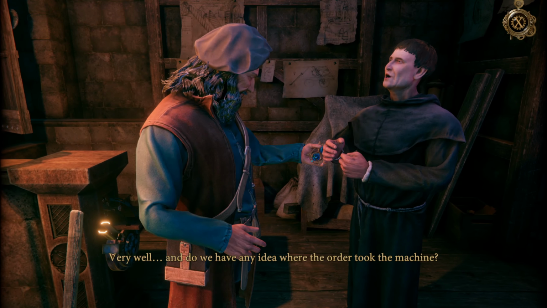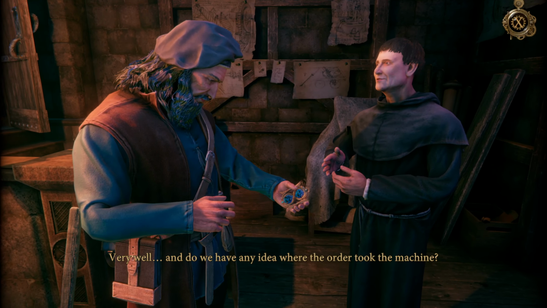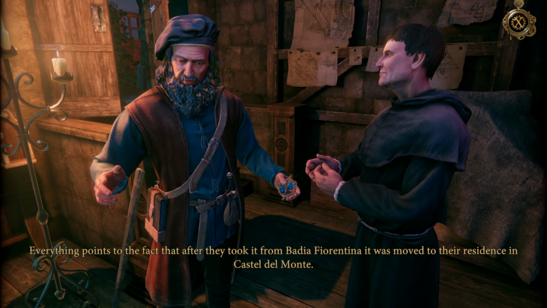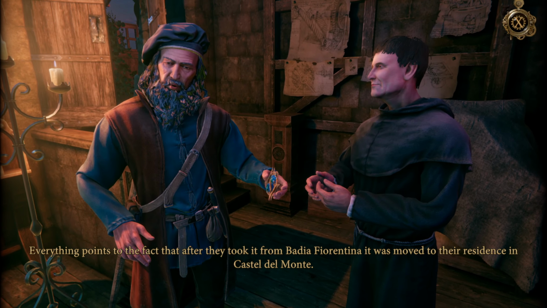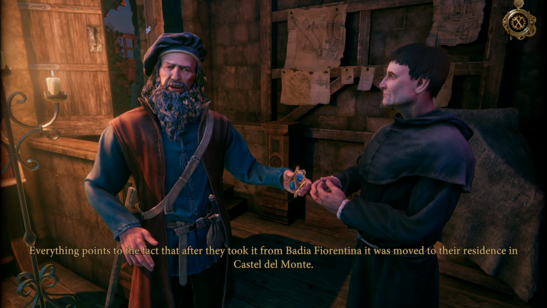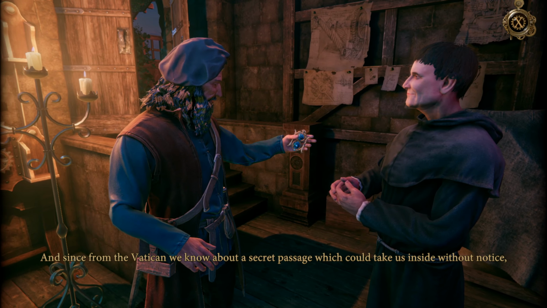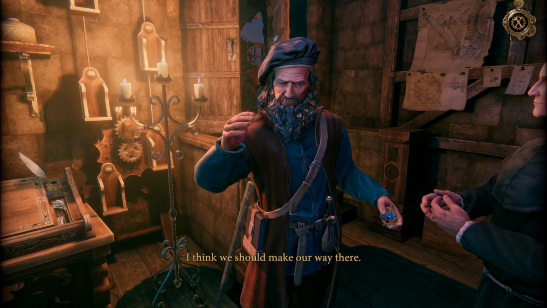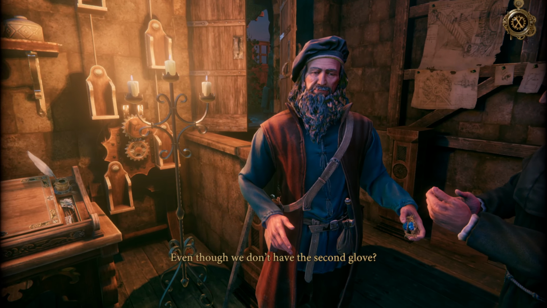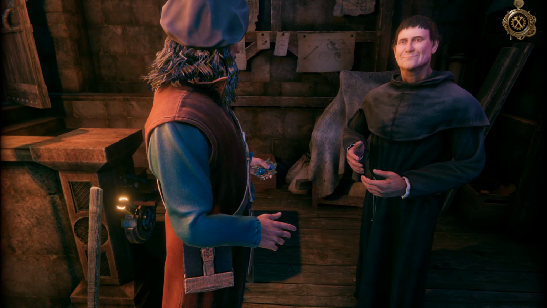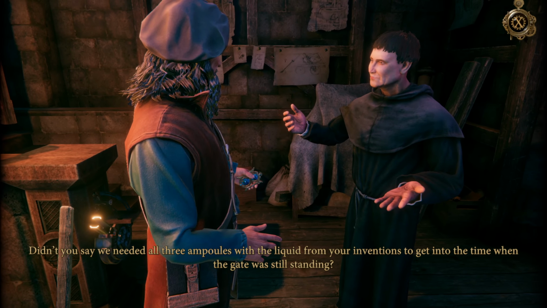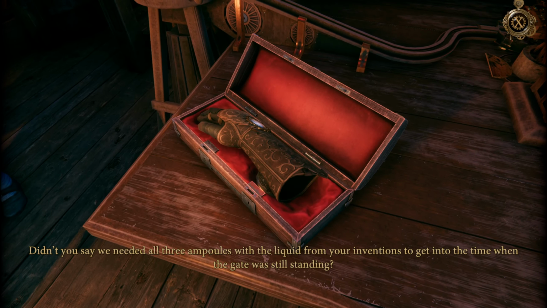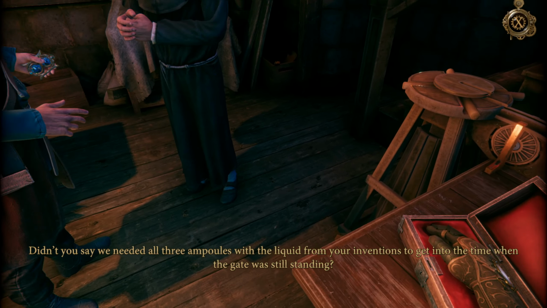Exactly. Very well. And do we have any idea where the Order took the time machine? Everything points to the fact that after they took it from Badia Forientina, it was moved to their residence in Castle Del Monte. And since from the Vatican we know about a secret passage which could take us inside without notice. That's true. We should make our way. Once again, though, we don't have the second glove. Guess who did all the work? Did you say we needed all 3 ampules with the liquid from your inventions to get into the time when the gate was still standing?